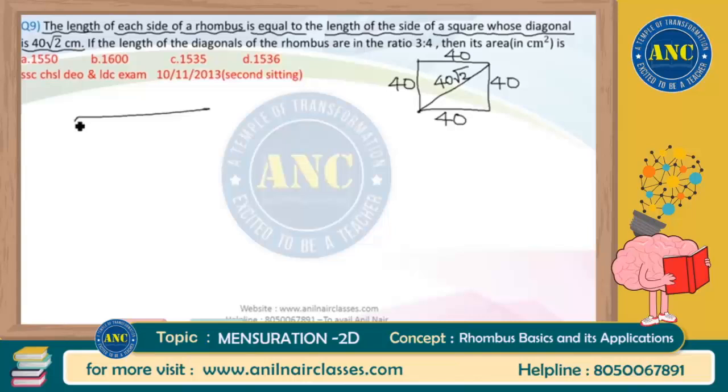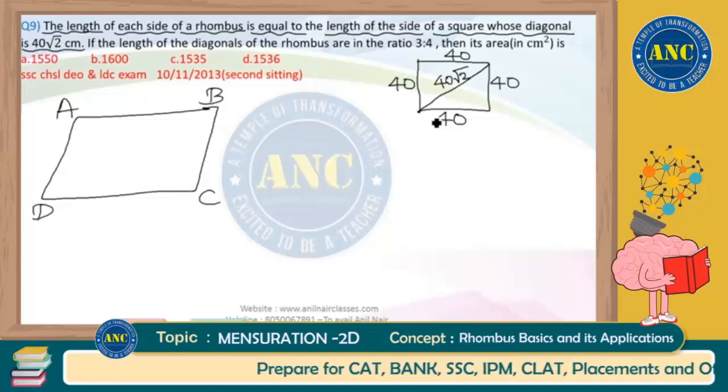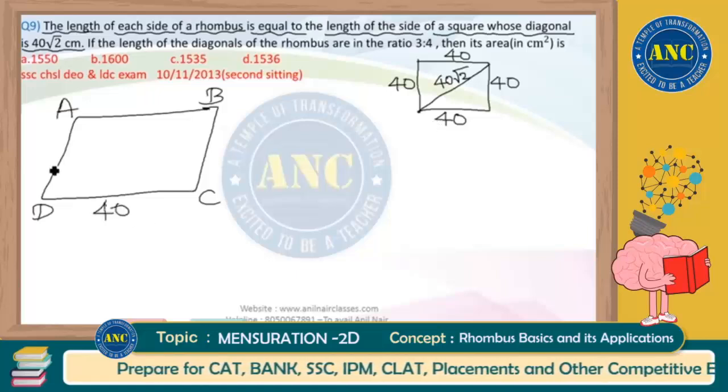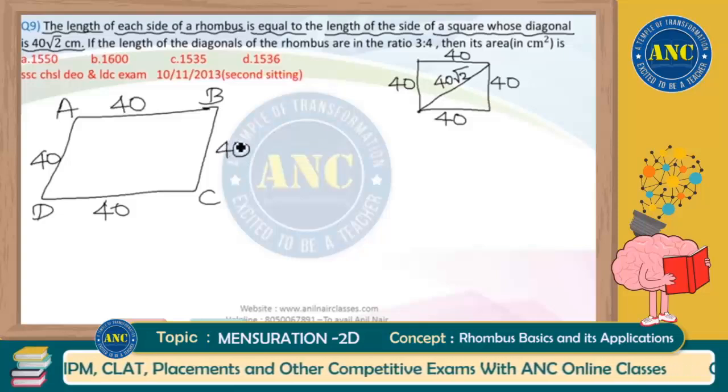The question says the length of each side of the rhombus is absolutely equal to the length of the side of the square. And we understood that the side of the square is 40. That means all these four sides of the rhombus are also 40. This point should be clear.